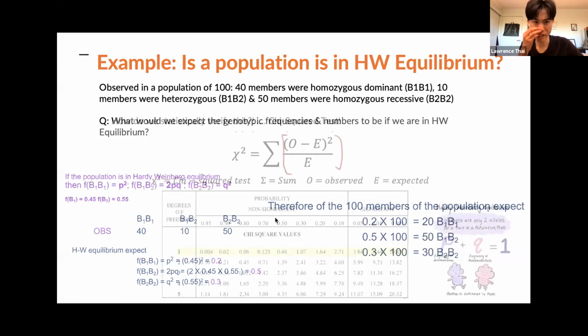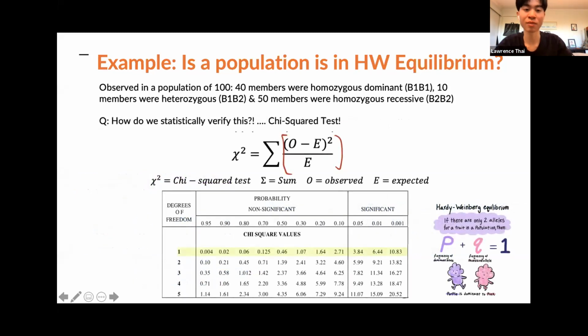And now, how do we test this? How do we verify this? How do we statistically show that it is or is not in Hardy-Weinberg equilibrium? We use something called the chi-squared test. It's a stats thing, but this is the formula, and we utilize a table like this to observe whether the population is in Hardy-Weinberg equilibrium and the variations that we see are due to chance, or whether it's totally not in Hardy-Weinberg equilibrium.